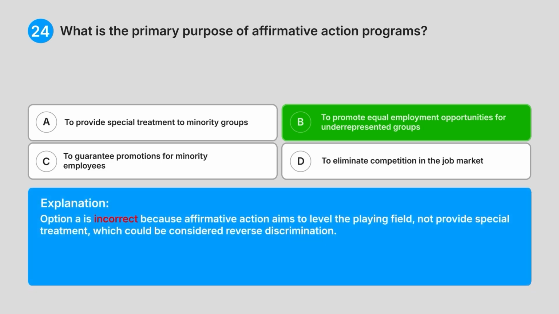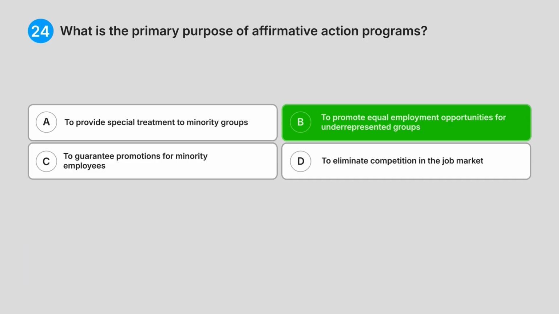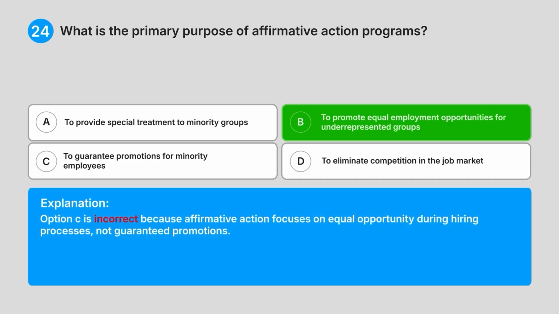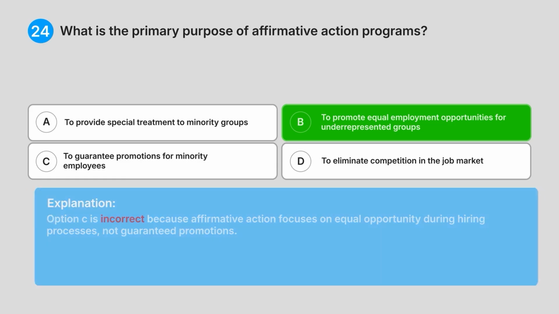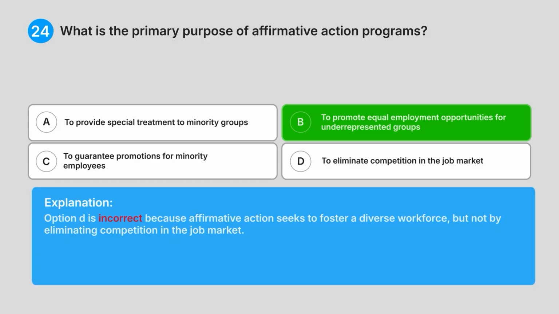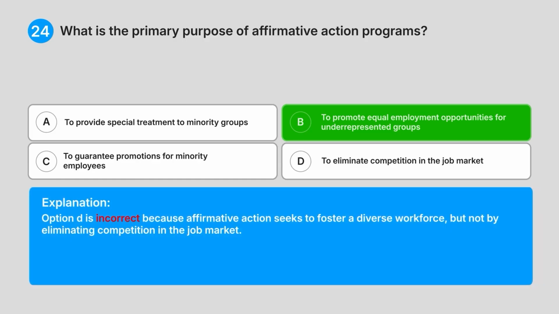Option A is incorrect because affirmative action aims to level the playing field, not to provide special treatment, which could be considered reverse discrimination. Option C is incorrect because affirmative action focuses on equal opportunity during hiring processes, not guaranteed promotions. Option D is incorrect because affirmative action seeks to foster a diverse workforce, but not by eliminating competition in the job market.